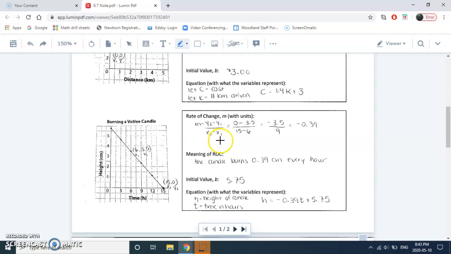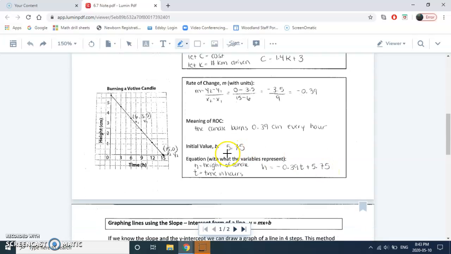So x2 minus x1. x2 is at 15, x1 is at 6. So 15 minus 6 gives us 9. And when we divide that out, we get negative 0.39. So the meaning of this rate of change is that the candle burns at 0.39 centimeters every hour. So our initial value, we need to take a look at what that might be.